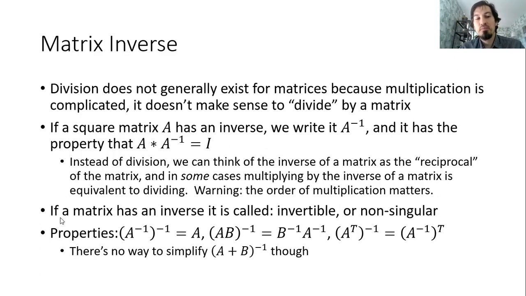Here's more definition. If a matrix does have an inverse, what should we call it? We could either call it invertible, meaning that you can invert it, or you could call it non-singular. And this sounds like, where's that coming from? Singular is by definition a matrix that cannot be inverted. So non-singular means that it can. Here are some properties. The inverse of A inverse is A, of course.